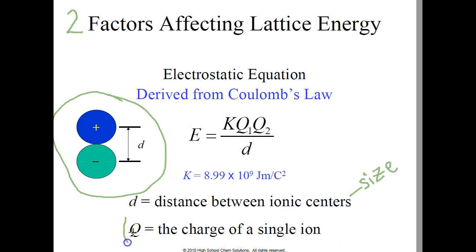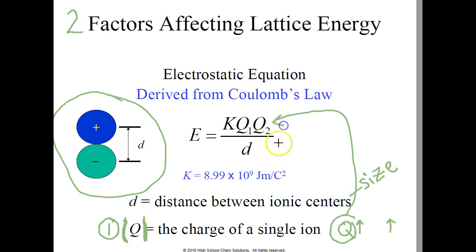And this is the absolute value of those charges. Okay, so it doesn't really matter if we're talking about positives or negatives. It's the absolute value. The main factor is the charge. So we're going to look at the charge first. If the charge is greater, then the lattice energy is also going to be greater, because you see the charges are on the top of this fraction. So if the charges go up, then the lattice energy is going to be stronger.